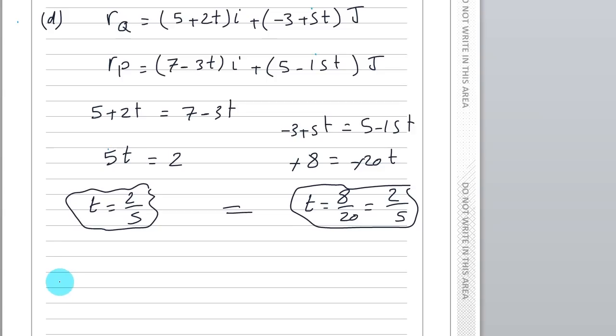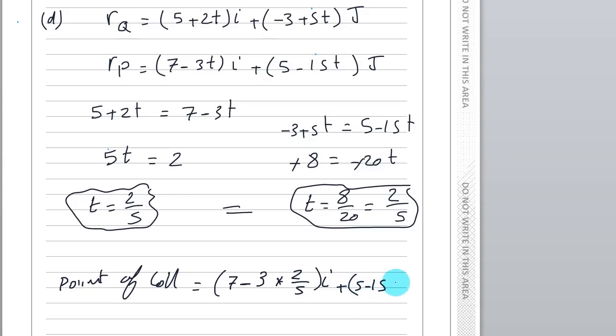So the position of the point of collision was equal to, take this t at any location. So 7 minus 3 multiplied by 2 over 5 i plus 5 minus 15 multiplied by 2 over 5 j.